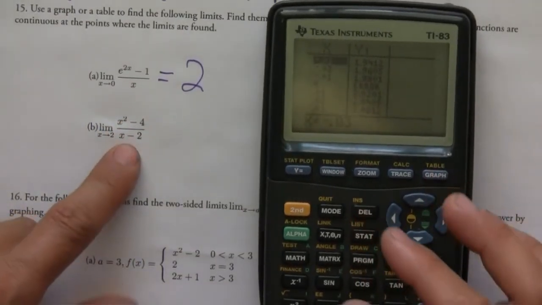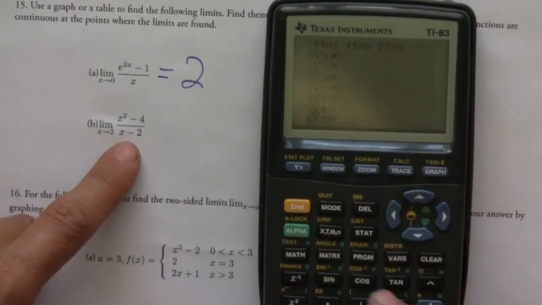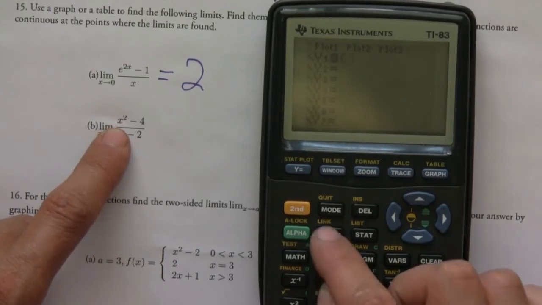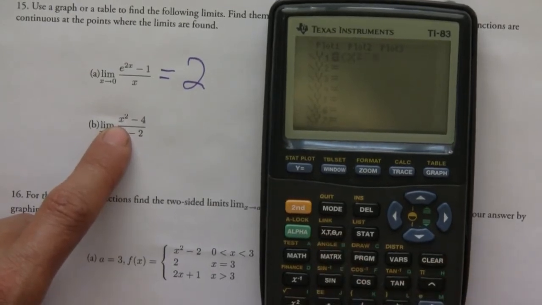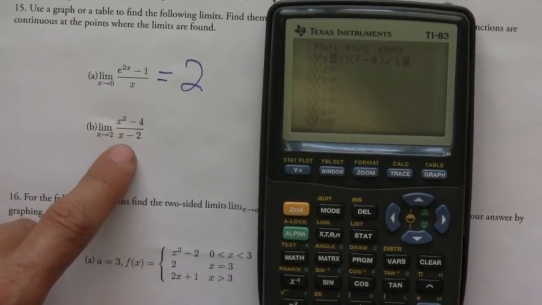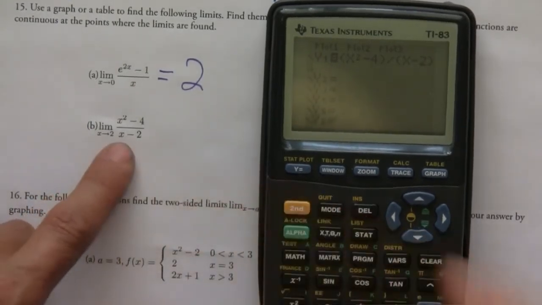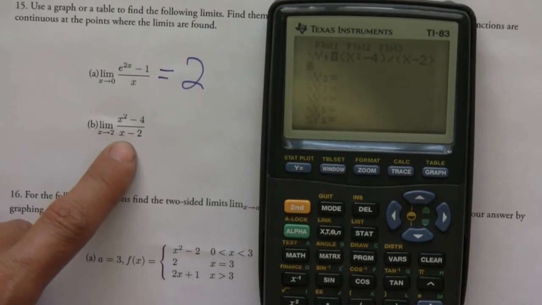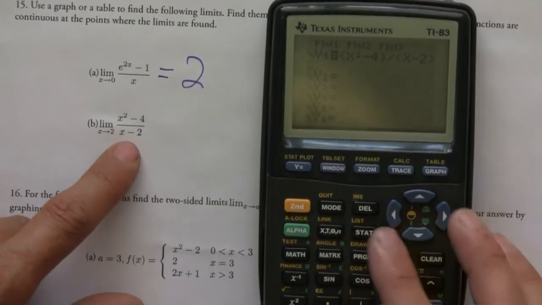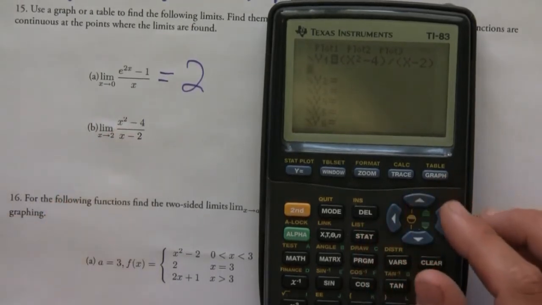Okay, now the next one, let's draw a picture of it. Again, the numerator needs to be in parentheses. So we're going to do x squared minus 4 divided by, and then again parentheses for the denominator, x minus 2. Now you might recognize this one. This one we can actually do analytically by factoring and simplifying. But let's do it by graphing, and then you can try to see if you get the same answer by factoring.